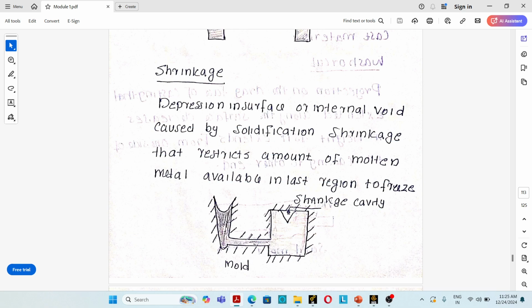Shrinkage cavities. Due to the volumetric shrinkage of the casting during solidification, some cavities form over the surface of the casting. You can see that this cavity is formed due to shrinkage. Shrinkage means the volumetric contraction that occurs during the solidification of a casting. That is known as a shrinkage cavity.